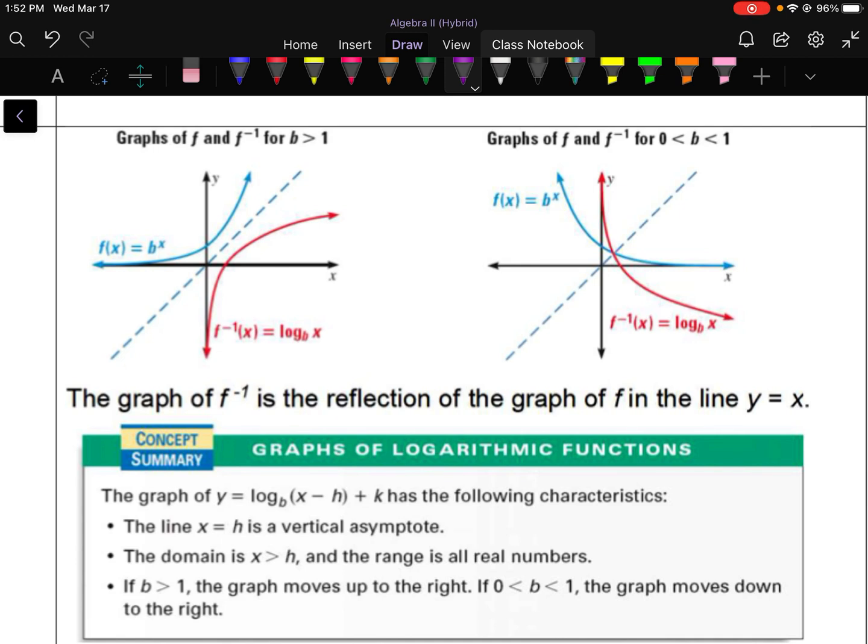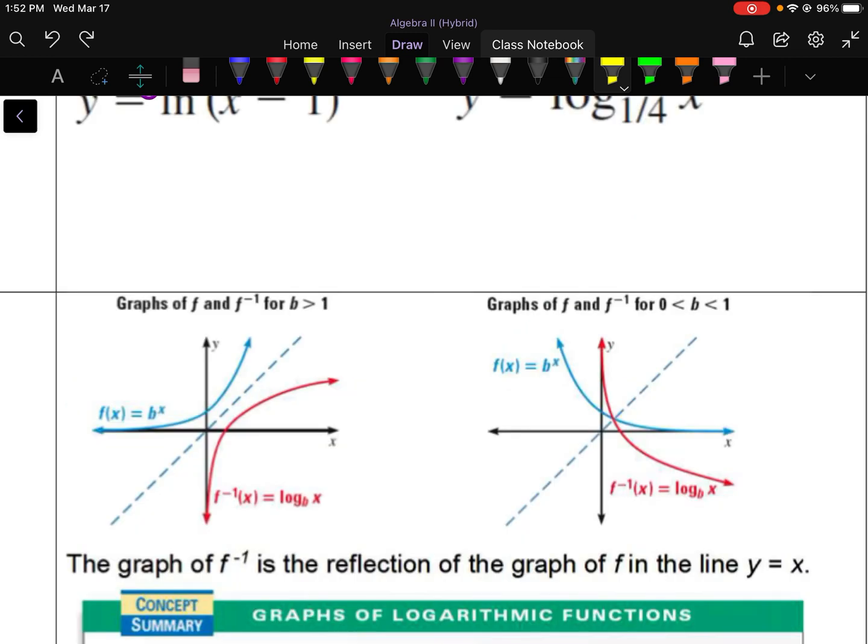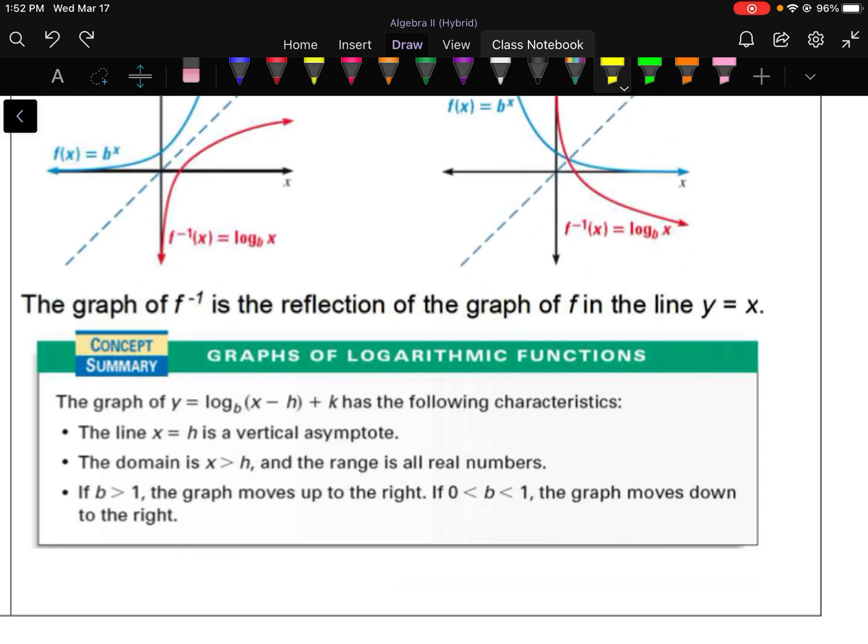The graph of our log function has the following characteristics. It has a vertical asymptote where our h value is. So I'm going to highlight this. This is our generic form. We have the h and k thing going on, where h is our vertical asymptote. The domain always has to be greater than h, and the range is going to be all real numbers.